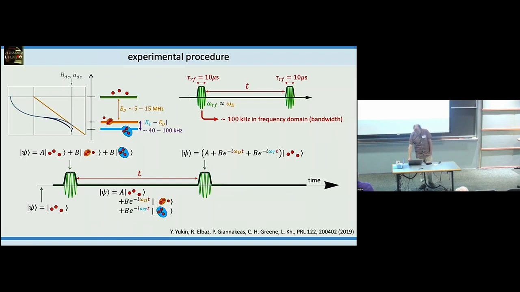We are sensitive in our measurements to free atoms. So again, we measure only free atoms. We do not measure dimers or trimers. They're far away from the resonance, but they still stay in the system.